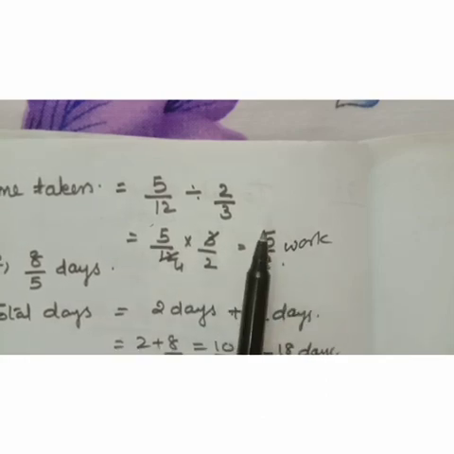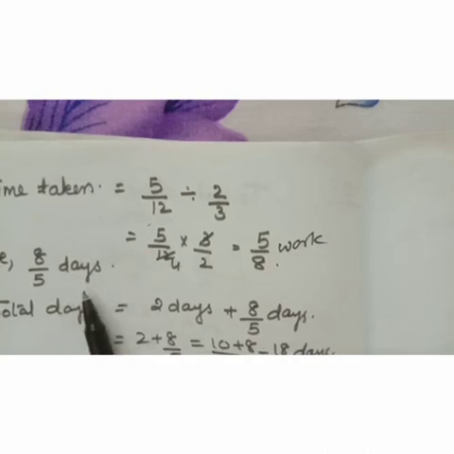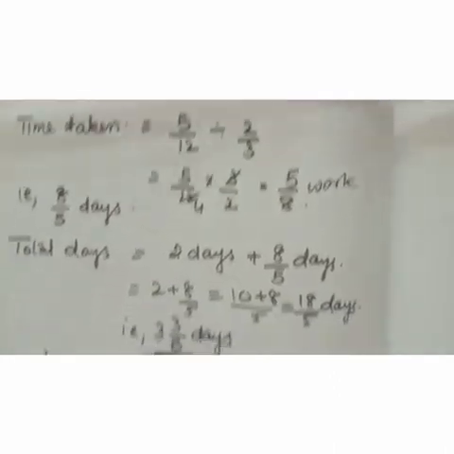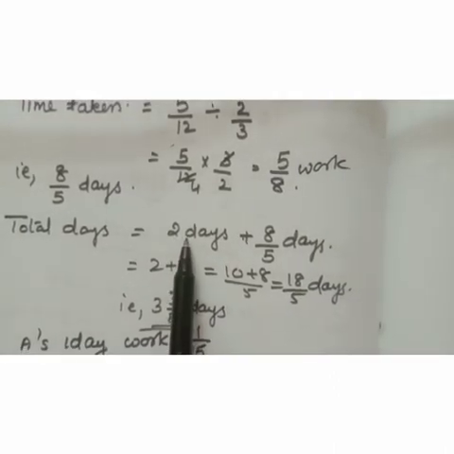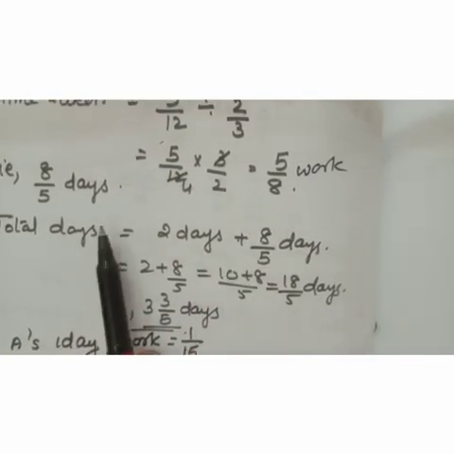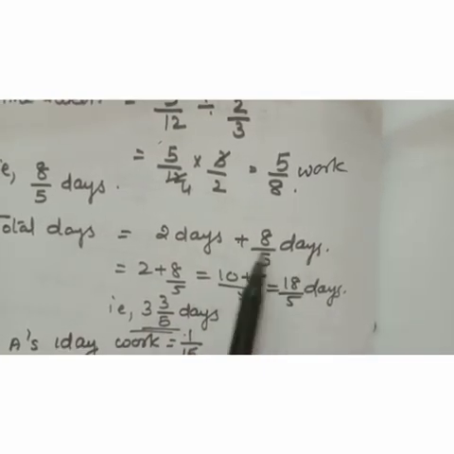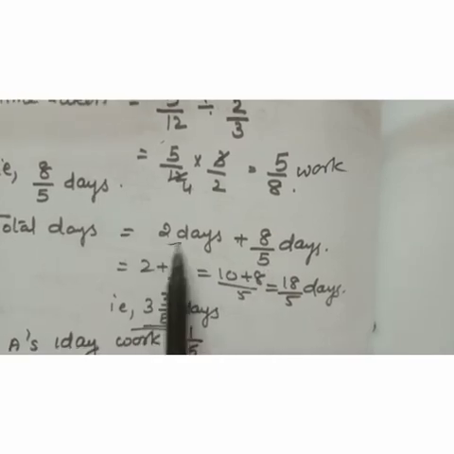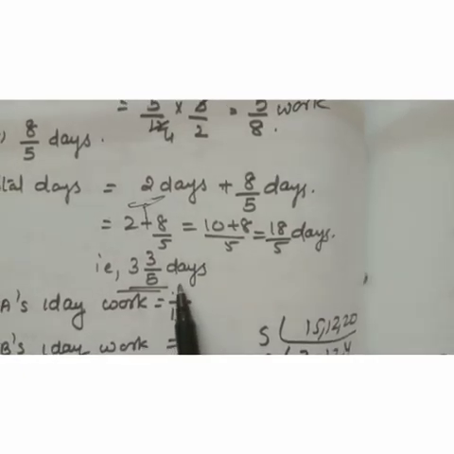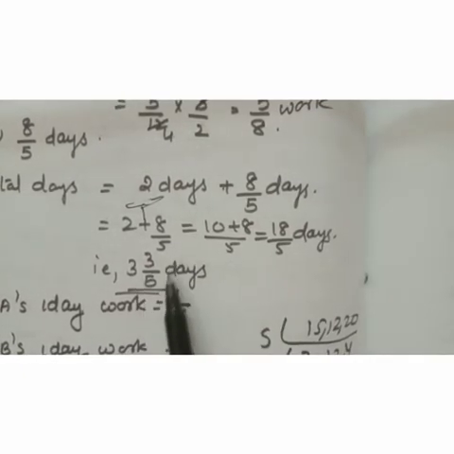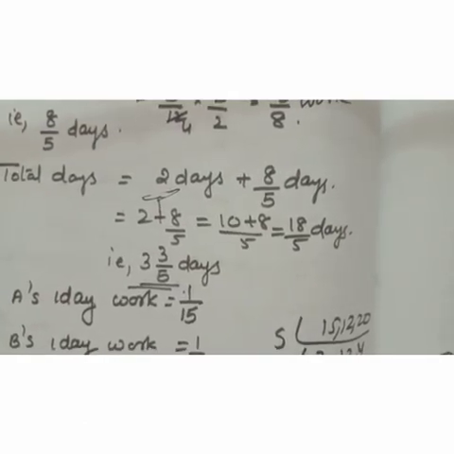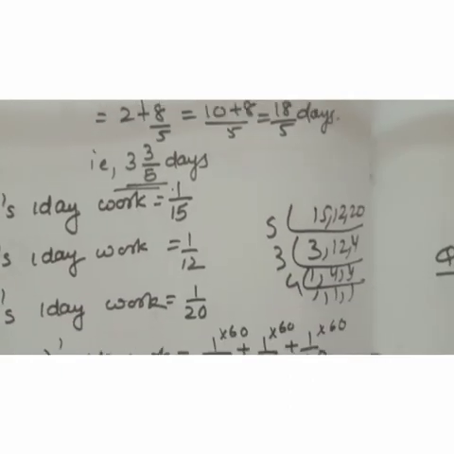Then take the reciprocal, 8 by 5 days. Okay. Now, total days how much? First 2 days were taken for 1 by 3rd work. Now for 2 by 3rd work they need 8 by 5 days. Total how much time? Do cross multiplication. You will get 18 by 5, that is 3 and 3 by 5 days. I hope everybody understood.